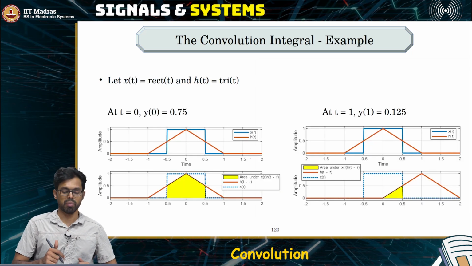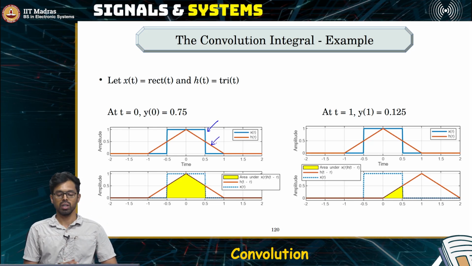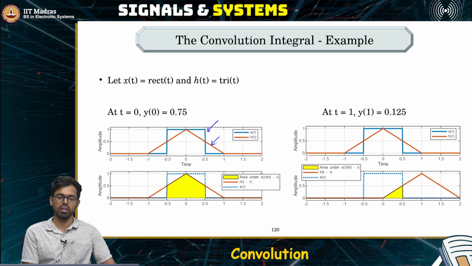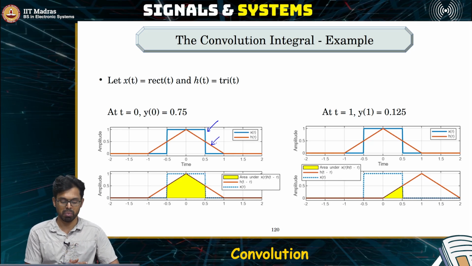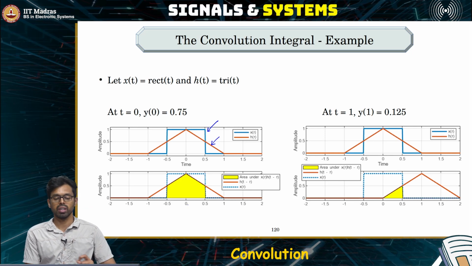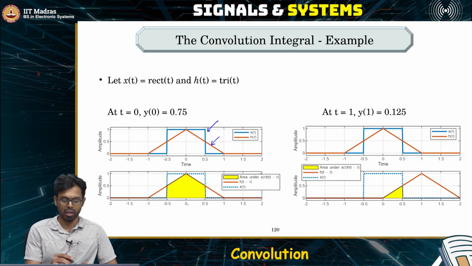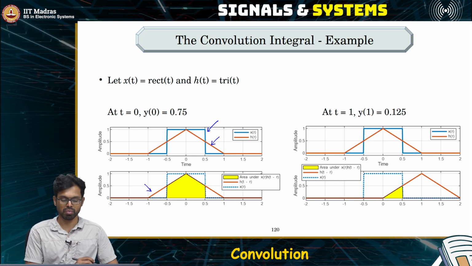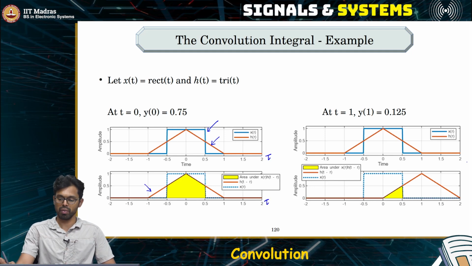To be more concrete, this is your input, this is your impulse response. The flipped version of the impulse response in this case looks exactly the same because the impulse response is an even signal. But if it is not, you can clearly see that there is a time reversal. Nevertheless, let's find out what is the output at time t equal to 0. At time t equal to 0, your impulse response is present in this location. Here the x-axis is tau.